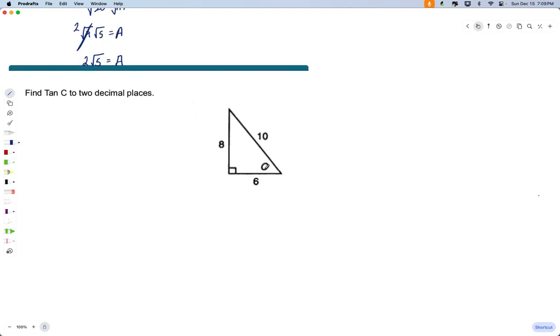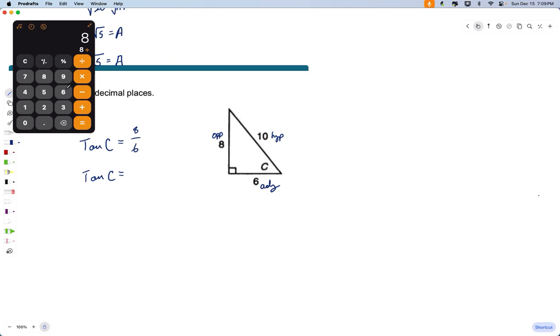Okay, so the tan of C. TOA, T-O-A, so the tan of C is opposite over adjacent. So this is the opposite, this is the hypotenuse, and this is the adjacent. The opposite over the adjacent is going to be 8 over 6. The tan of C is equal to 8 divided by 6, which is 1.33.